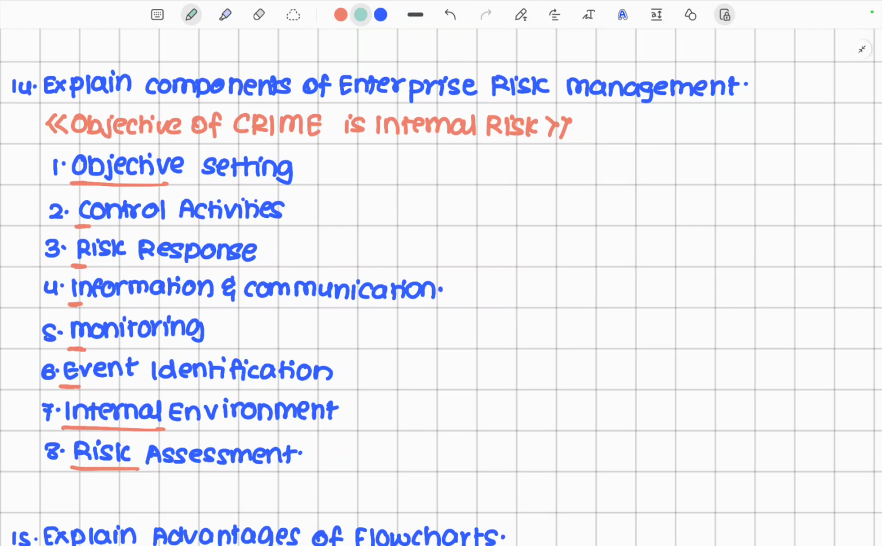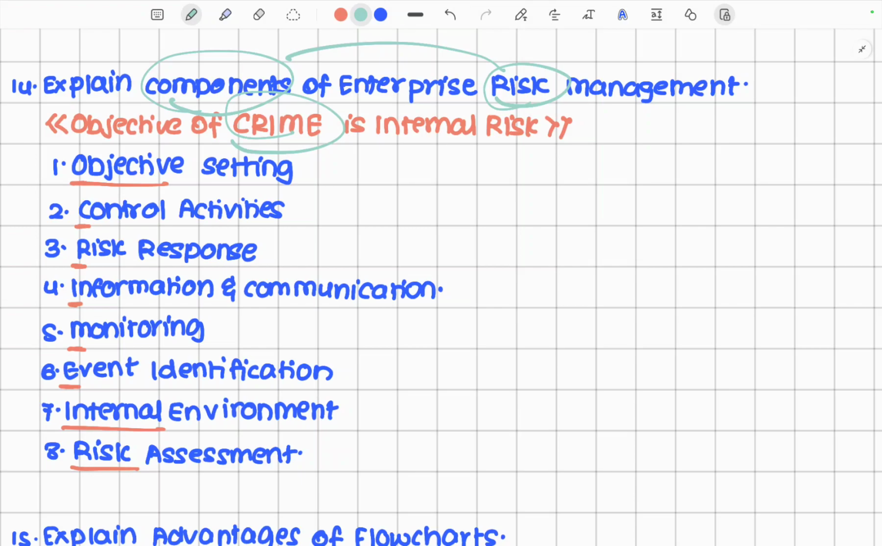Explain the components of enterprise risk management. As soon as you hear the words components and risk, what are the components of risk? The main component of risk is crime. So the cheat code will hit, and that is: objective of crime is internal risk.